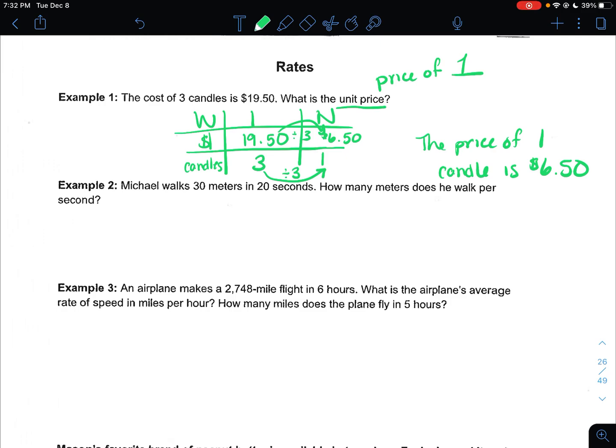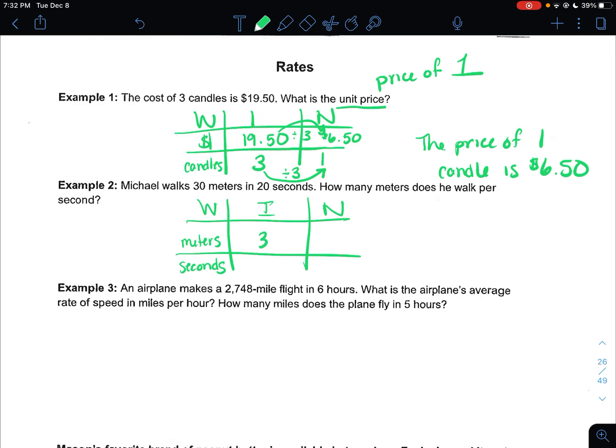Okay, so example 2. Michael walks 30 meters in 20 seconds. How many meters does he walk per second? So, hashtag, let's hashtag win. Okay, and what 2 words are we talking about? We are talking meters and seconds.